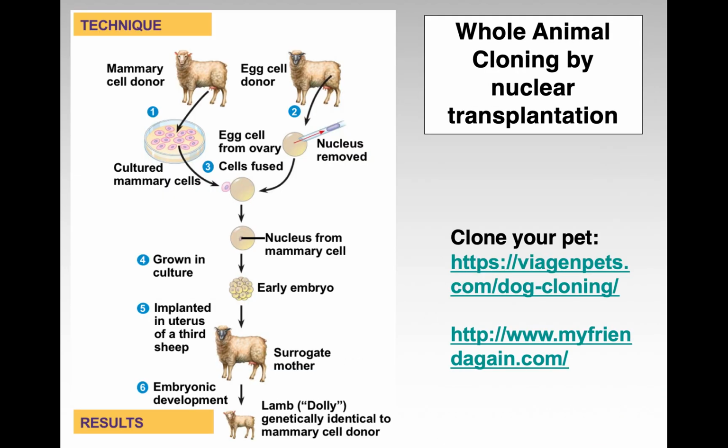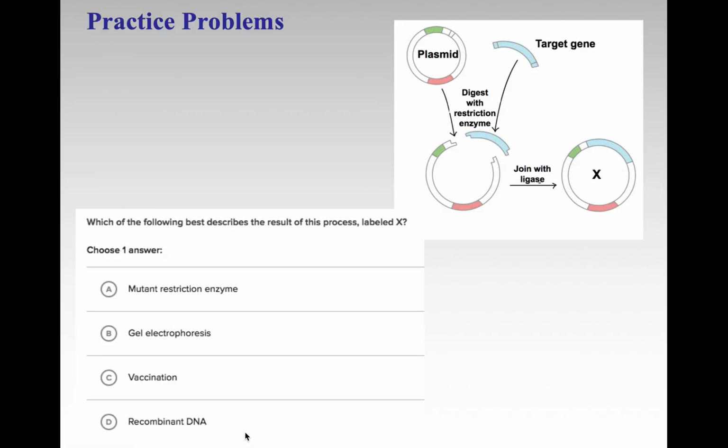Don't fear GMOs. There's also whole animal cloning, which we didn't talk a lot about, but this occurs through nuclear transplantation. So you have a donor cell from some sort of tissue. In the case of Dolly, it was actually mammary tissue. And then you take an egg cell from an ovary, remove the nucleus. We're going to then put that nucleus into this donor cell. And then we can form an embryo from that, implant it into a surrogate mother, and you get a baby born, which is Dolly. And that's it for biotech.